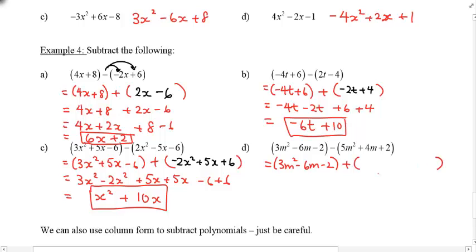Subtracting is the same thing as adding the opposite. Adding the opposite. You getting tired of me saying that?